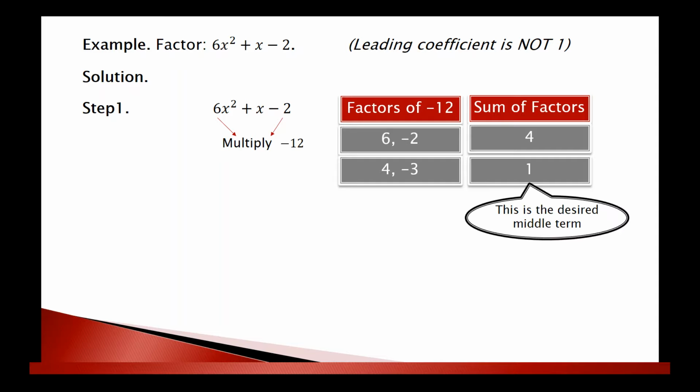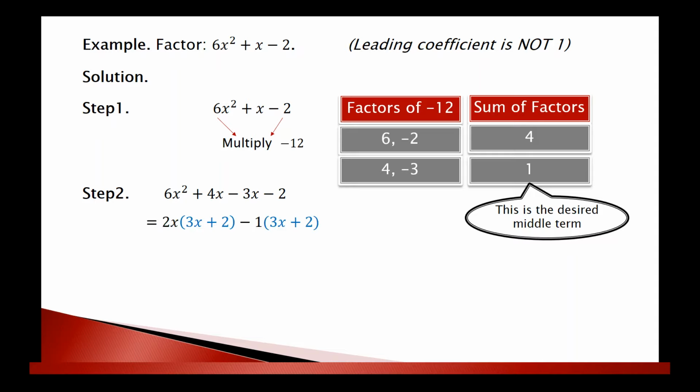and this is the desired middle term. So now our second step is to write or split the middle term like this. So we'll write x as 4x minus 3x. So we'll write this polynomial 6x squared plus x minus 2 equals 6x squared plus 4x minus 3x minus 2. So this is also known as the splitting the middle term method.